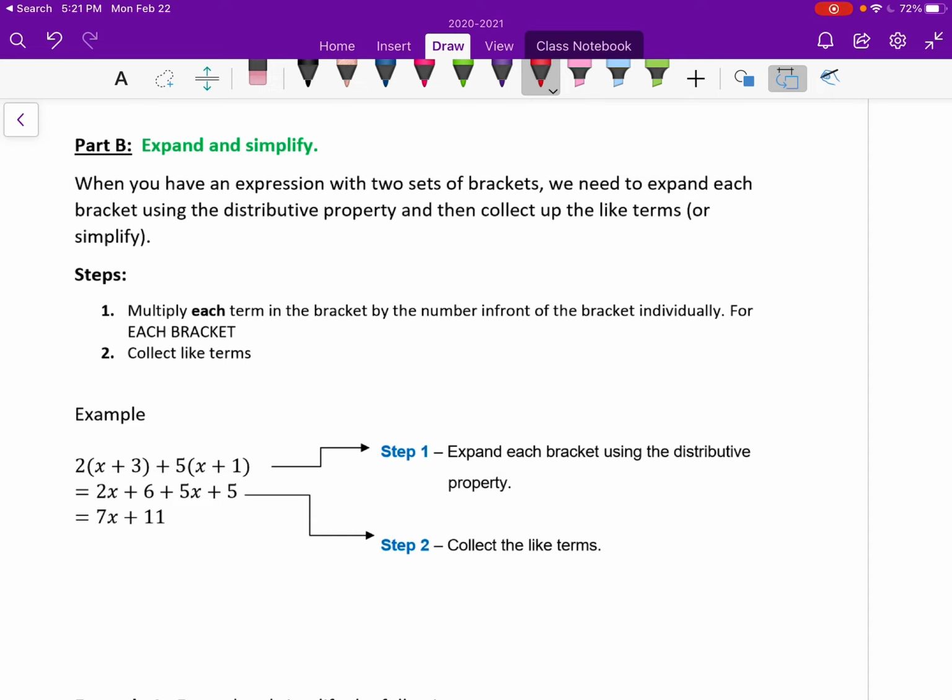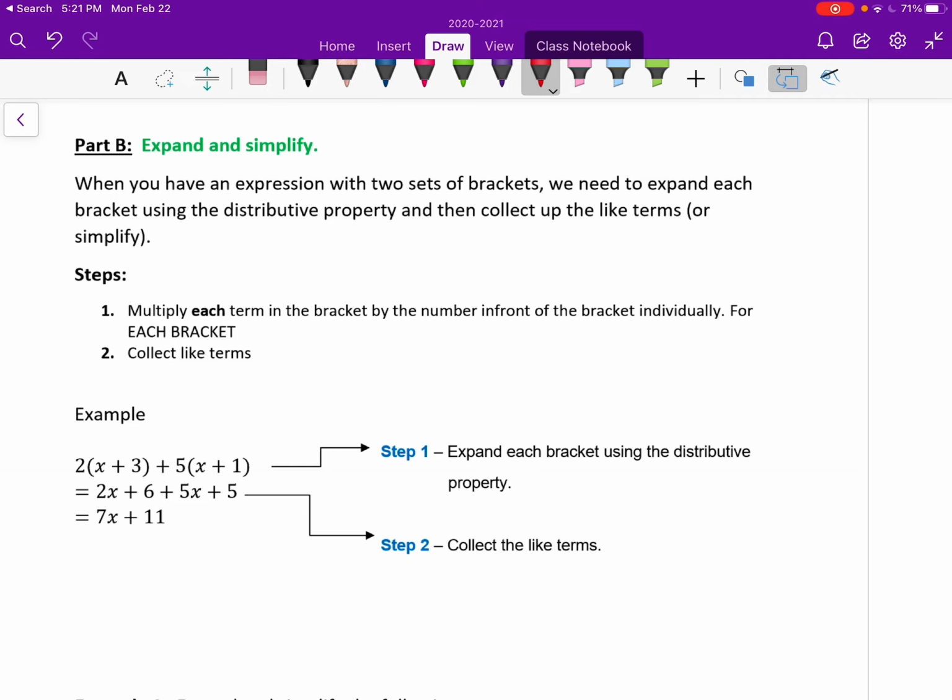So now we're going to say expand and simplify. You won't always have distributive property on just one term. You might have it on all the terms, right? So you might have something like this, where you have 2 bracket x plus 3, close bracket, plus 5, open bracket, x plus 1, close bracket, right?